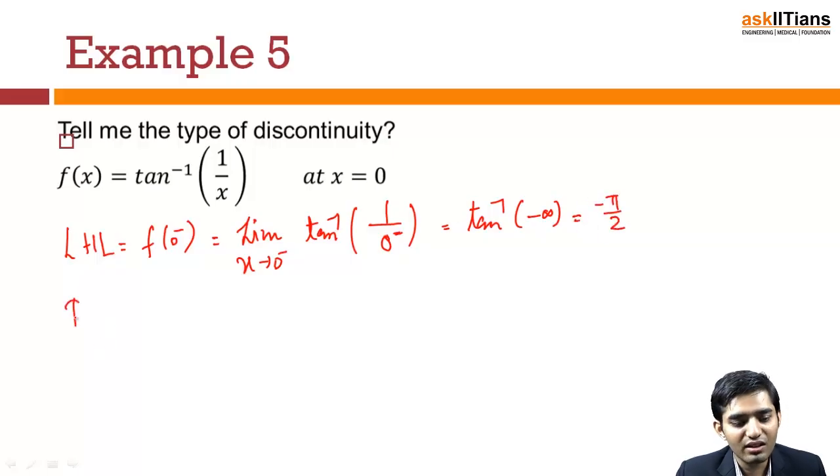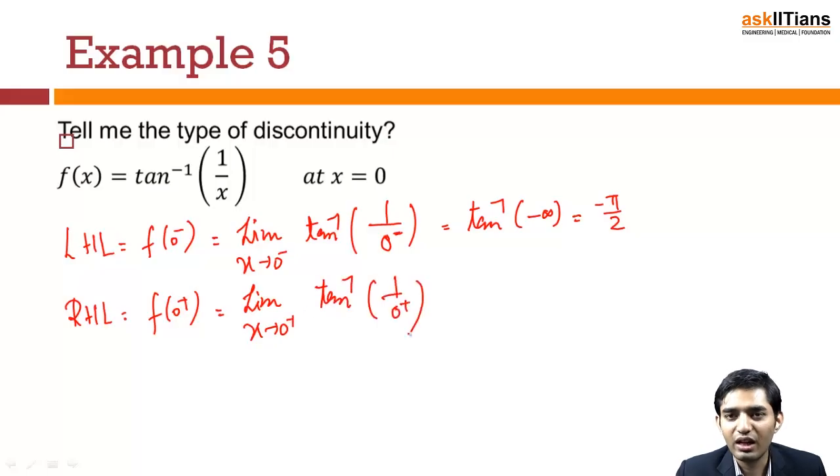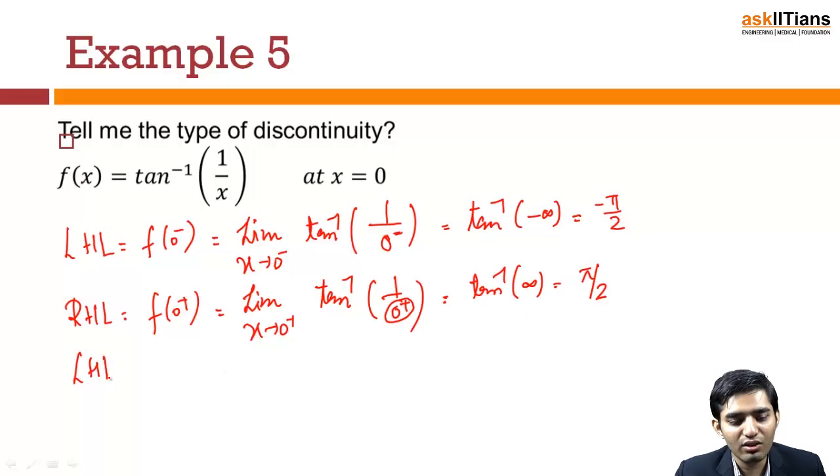Okay, what will be RHL similarly? RHL will be nothing but f of 0 plus, which is limit x tending to 0 plus. So here I will get tan inverse of 1 by 0 plus, and 1 by 0 plus means a very small positive quantity. If this is a very small positive quantity, 1 by this quantity will be infinity. So this is tan inverse plus infinity, and this will be nothing but pi by 2. So in this case also you can see that LHL is not equal to RHL.